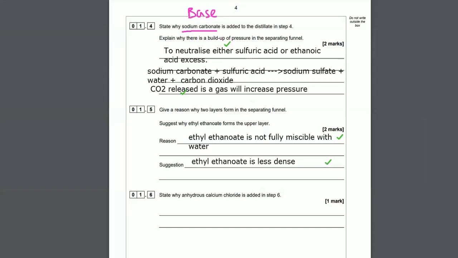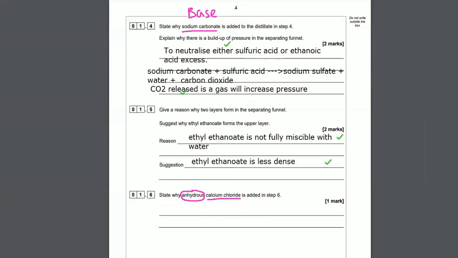Right. Next question, 1.6, state why anhydrous, the clue's right there in that name, isn't it? State why anhydrous, what does anhydrous mean? It means without water. So state why anhydrous calcium chloride is added. If it's anhydrous, it can become hydrated calcium chloride.